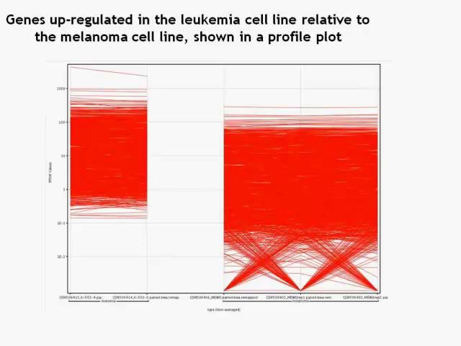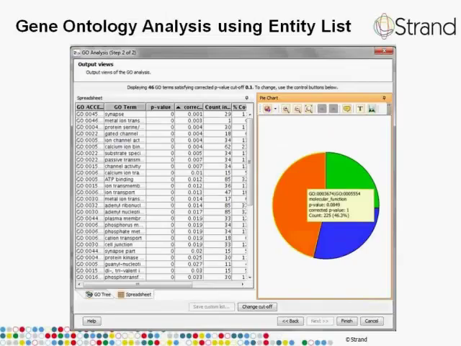You can see that the genes which show a higher expression in leukemia, the leukemia samples are to your left, and these genes show relatively lower expression in the melanoma samples, and this is to your right as indicated by the profile plot. Once you're done selecting a list of genes, the next step is to perform an analysis that will tell you about the biology of these genes.